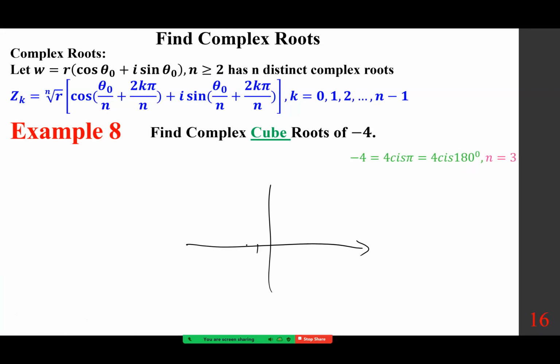If you just go with the fact that this is minus 4, this distance is 4, and this angle is pi or 180. So there's really not much we have to evaluate. We should know that. It's like one of those quadrantal angles that we are familiar with. So it is located on the negative side of the real axis, or the x-axis.